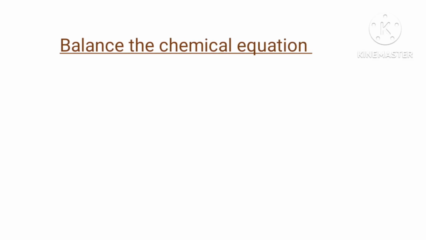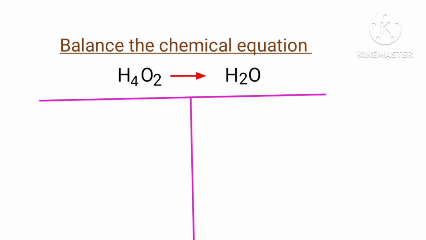Balance the chemical equation. H4O2 gives us H2O. In this equation, on the left-hand side, I have 4 hydrogen atoms and 2 oxygen atoms, and on the right-hand side, I have 2 hydrogen atoms and 1 oxygen atom. Now we can equalize the number of atoms on both sides.